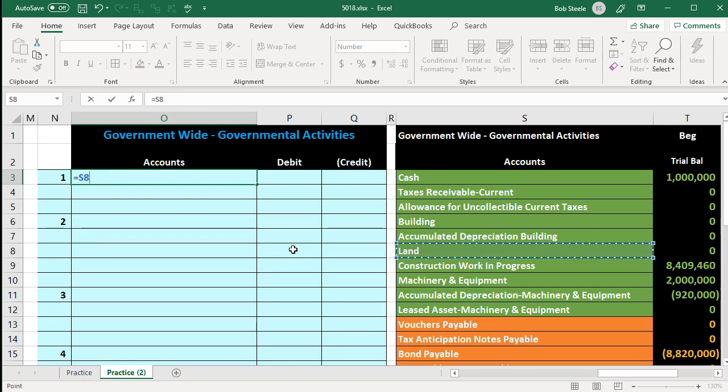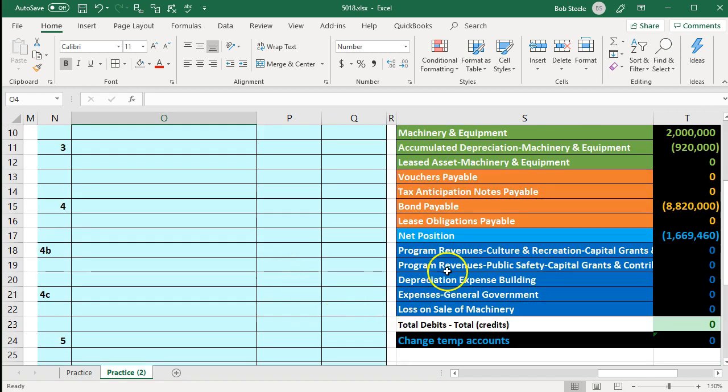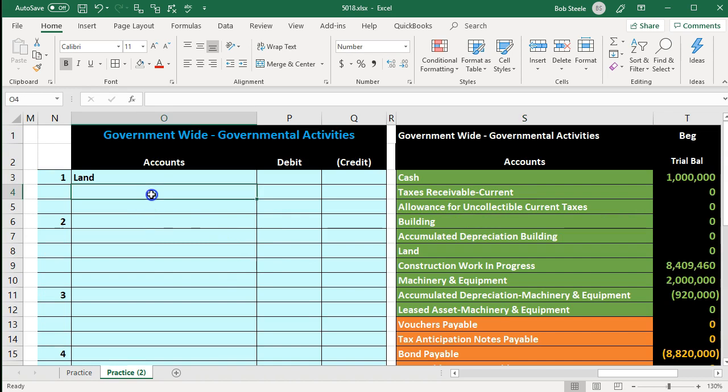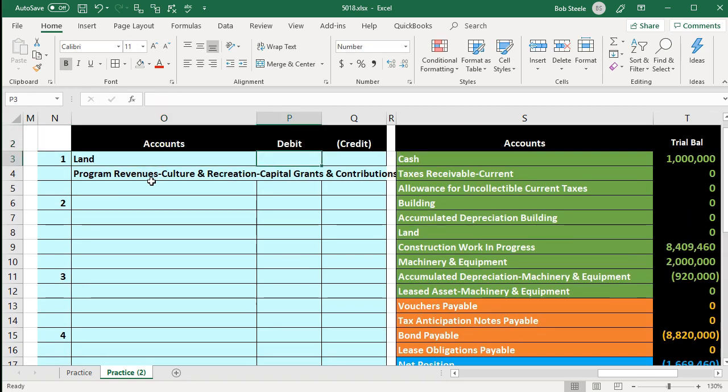I'm going to say this equals the land, and we'll pick that up. And then the other side, we're going to call it program revenue, and then we're going to group it into, in this case, the culture and recreation capital grants account. So it is going to be a revenue on the other side. We're going to say this equals the donation, scrolling down and picking up our revenue type account. Now I'm going to pick up the number from the information we have to the right. I'm going to say within P3 equals.